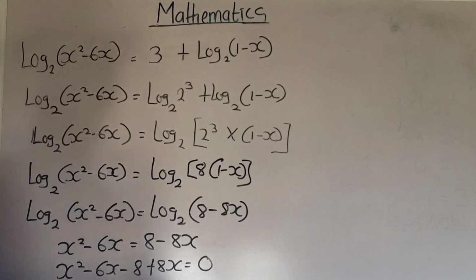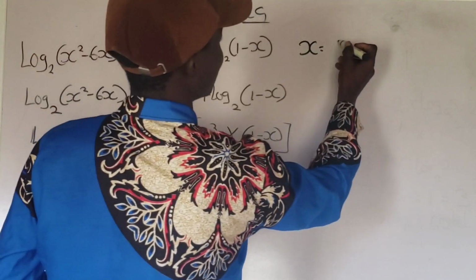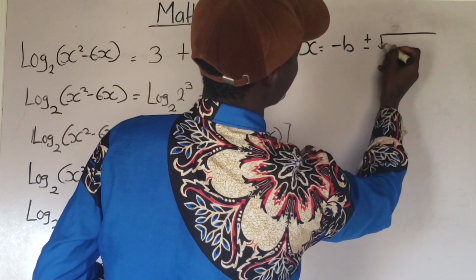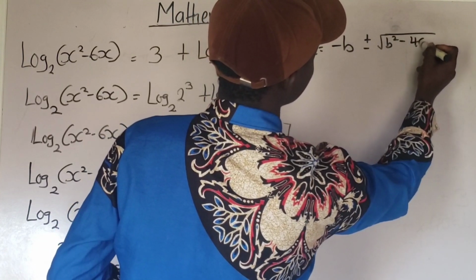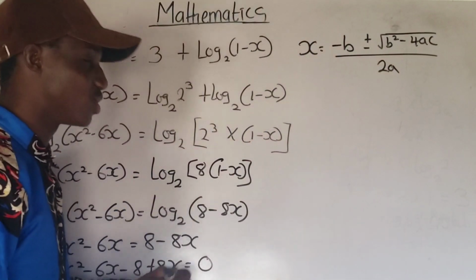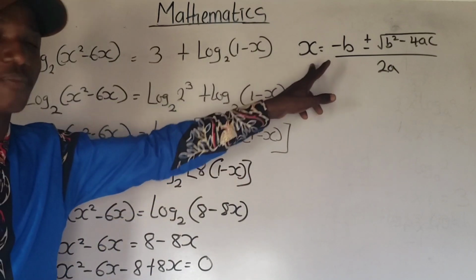You know, the general formula of a quadratic equation is x equals minus b plus or minus the square root of b squared minus 4ac, all over 2a. I'm very sure you remember this formula very well. Okay? Now, let me quickly tell us the parameters that we have in the formula.